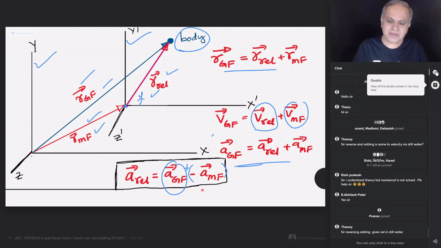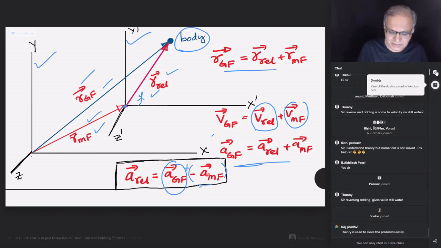I told you already, like you practice a kick 1,000 times, but out of 1,000 times, what was the basis behind it? Only one, you need to look at it. Okay. So don't say that you understand theory. If you understand theory, you've understood everything. Believe me, theory is not easy. Okay. Now, so this is plus minus A M. This is reversing and adding. So reversing and adding gives velocity in still water. Yes, Tanay, good. You remembered nice things, right?